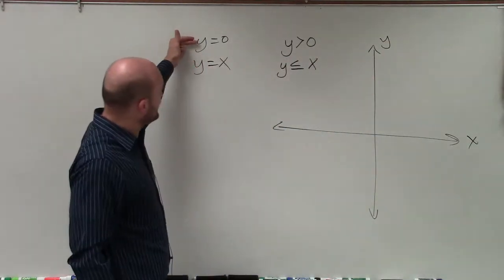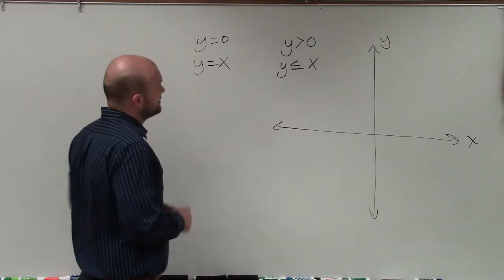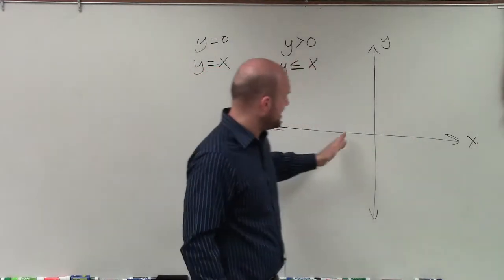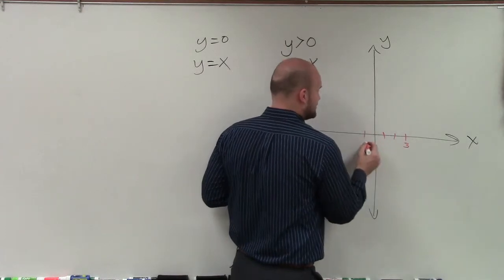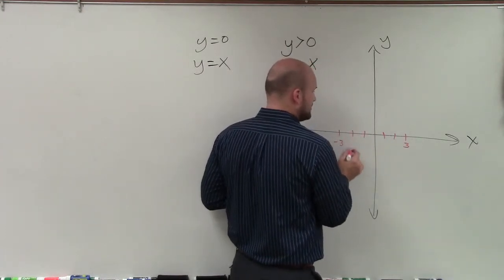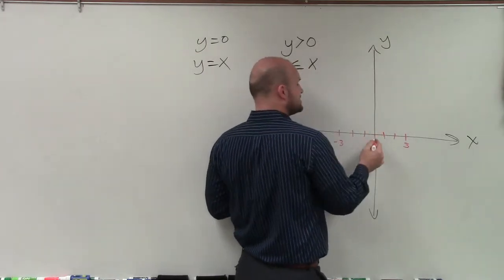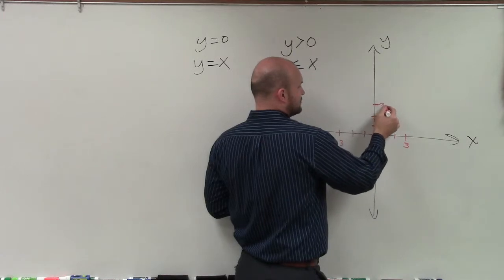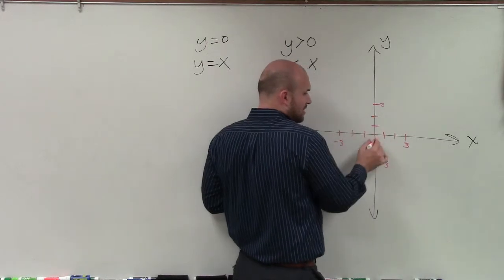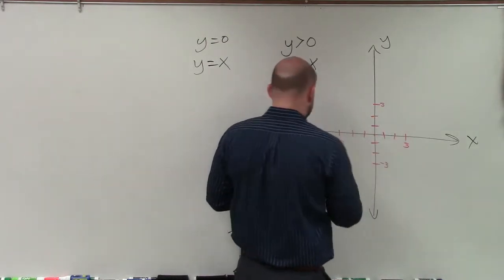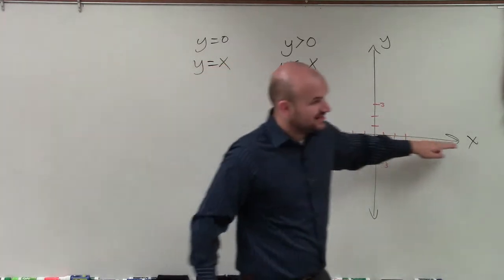So to graph the line y is greater than 0, I'm probably going to need to use a different marker here. To graph y is equal to 0, understand that on the x-axis, x equals 1, x equals 2, x equals 3, x equals negative 1, x equals negative 2, x equals negative 3. So when x equals 0 is right here. Now on the y-axis, y equals 1 here, 2, y equals 3, y equals negative 1, negative 2, negative 3. Right? So when y equals 0 is going to be all the way along this axis. So graphing the line y equals 0 is going to be along the x-axis.